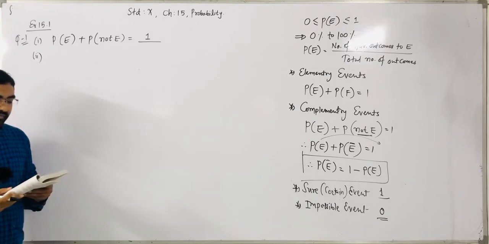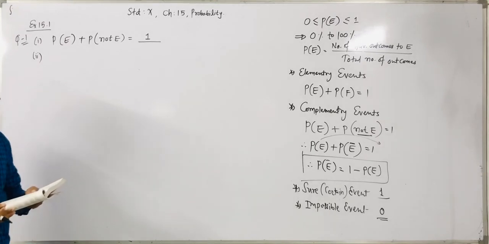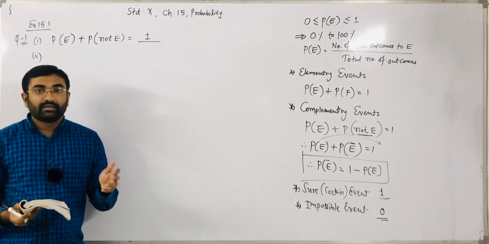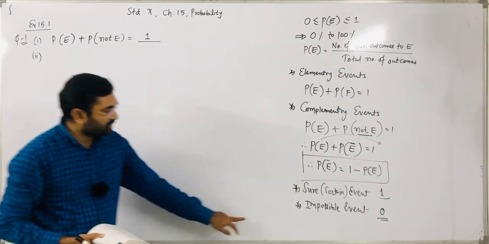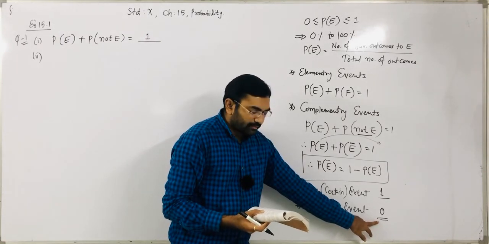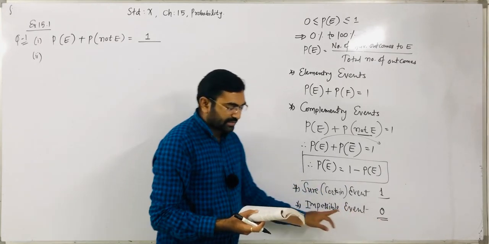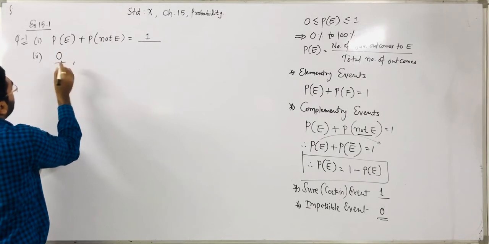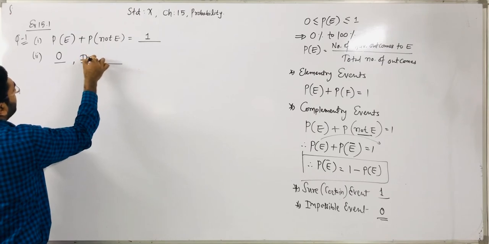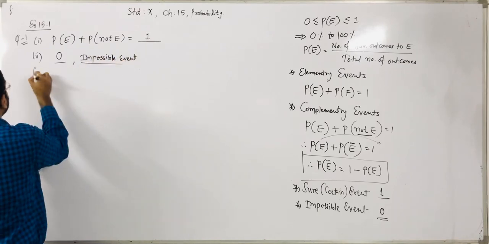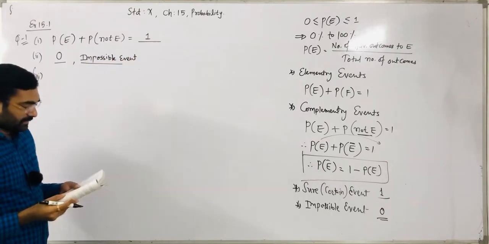Now question number 2. The probability of an event that cannot happen is blank. Such an event is called blank. Cannot happen means this is an impossible event. Its probability is represented by 0, and such an event is called an impossible event. There are two blanks: in the first blank we write 0, and in the second blank we write impossible, because it does not occur. That type of event is called an impossible event.